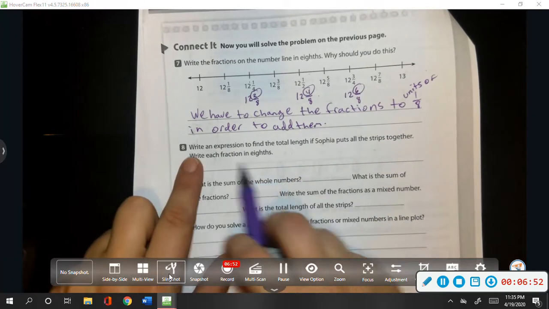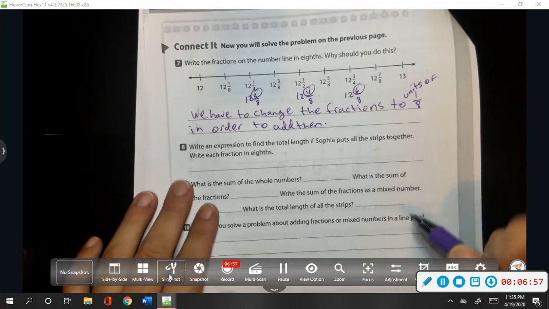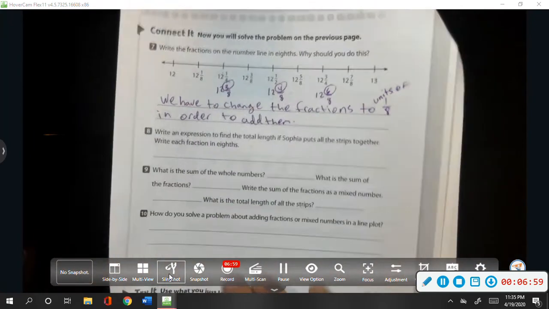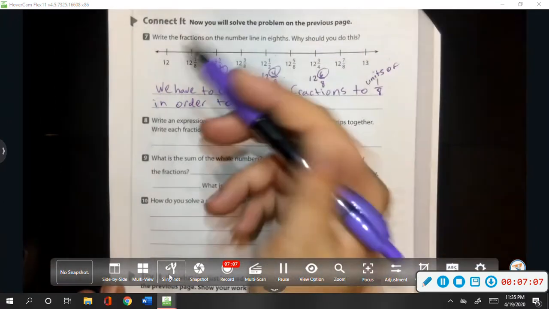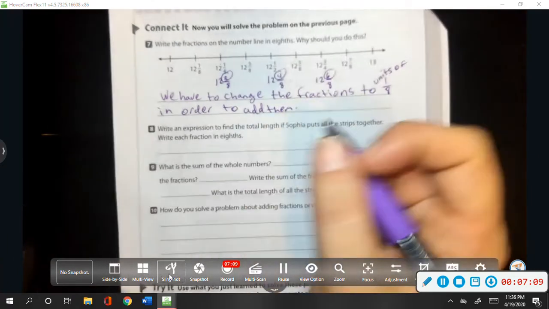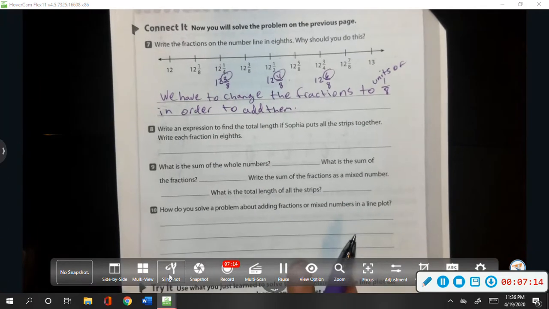Then it says, write an expression to find the total lengths if Sophia puts all the strips together. So we're going to, just like they had done, create our number sentence that's going to help us solve this problem. Well, we have how many 12/8? We got to go back and look.